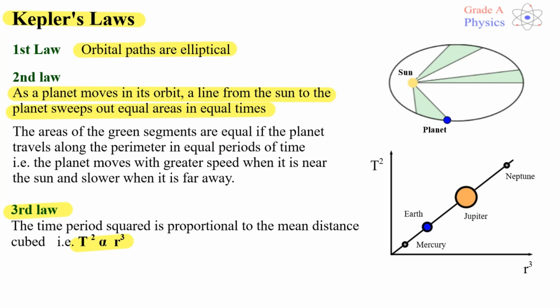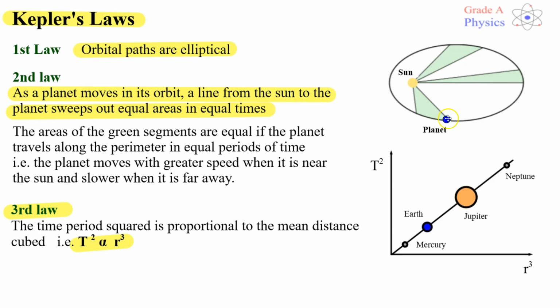As a planet moves in its orbit, a line from the sun to the planet sweeps out equal areas in equal times. So this is our planet, moving around this ellipse, and it's going to move more slowly as it's further away and more quickly as it gets closer. So we end up with this particular arrangement of geometry. The areas of these green segments are equal as it moves along its orbital path, because it's moving more quickly when it's closer to the sun and more slowly when it's far away.